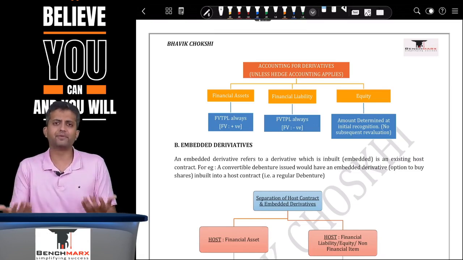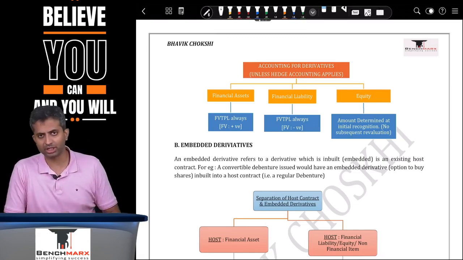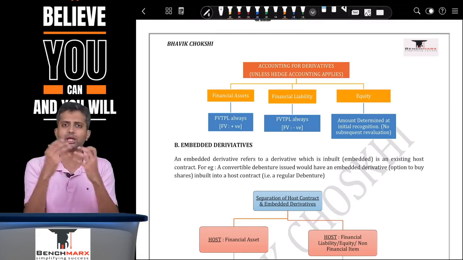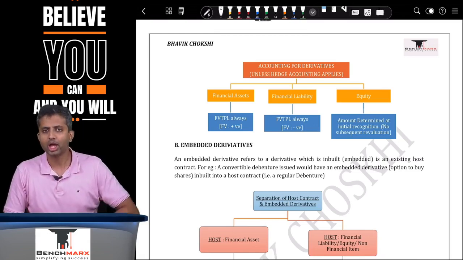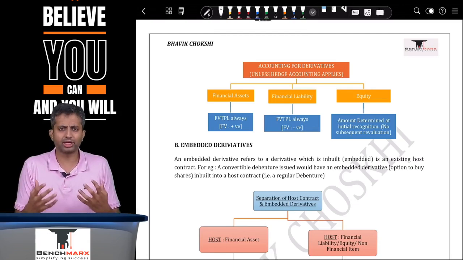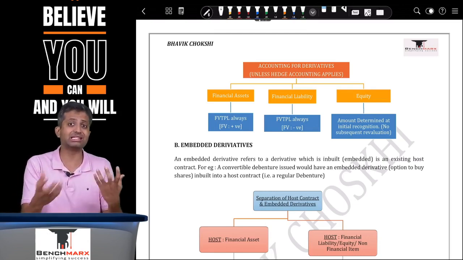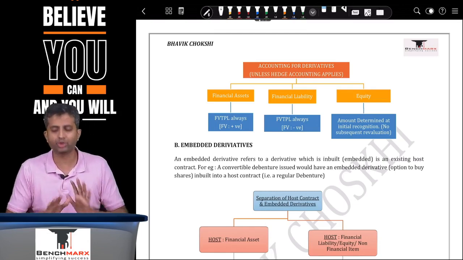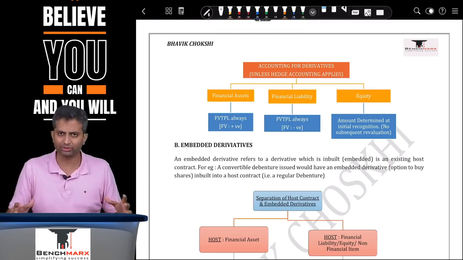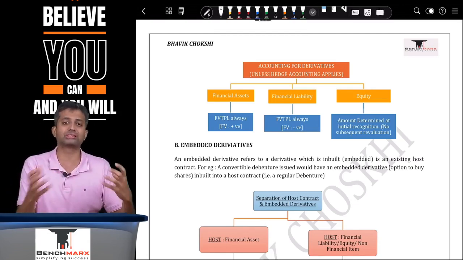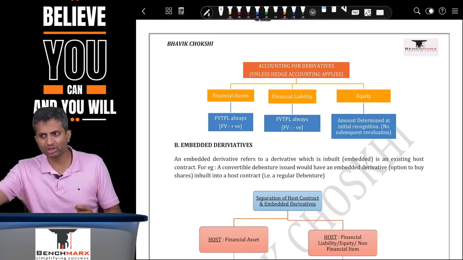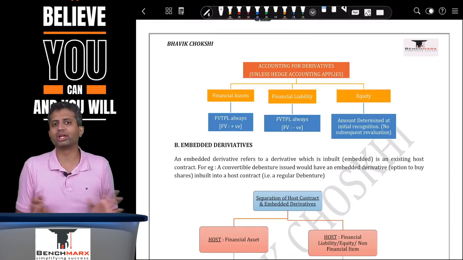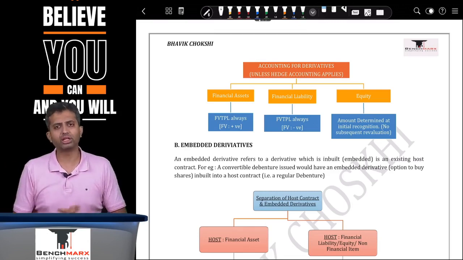Now, going further into the embedded derivatives. Embedded derivatives refer to derivatives which are stitched into, embedded into a host contract. Like, if I have a diamond studded watch, then diamonds are embedded inside that watch. I understand it is not a derivative, it is not a financial asset, but just to give you perspective. So, should I show the diamond separately and the watch separately, or should I show it together? That is what the standard gives you guidance on.